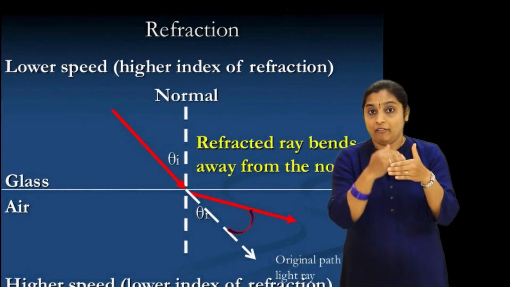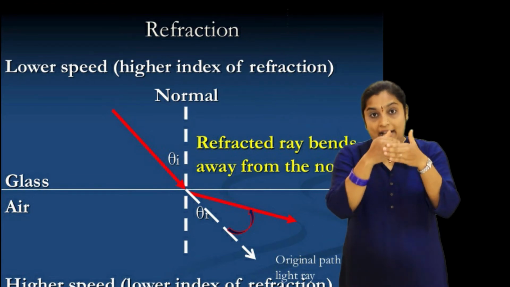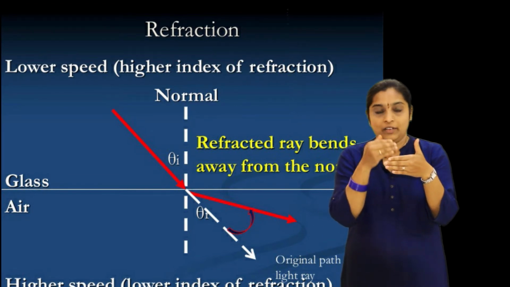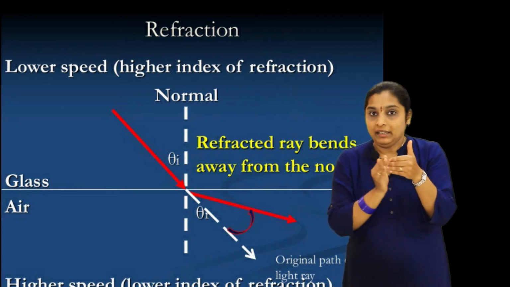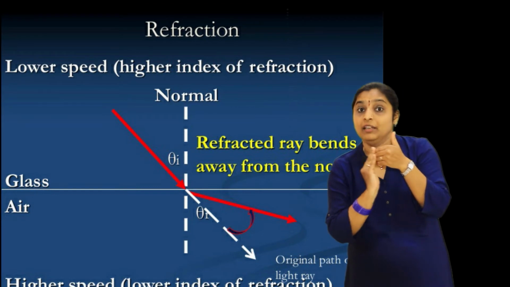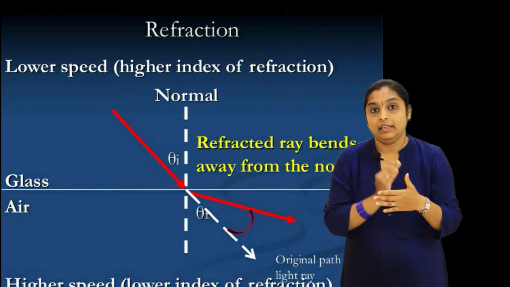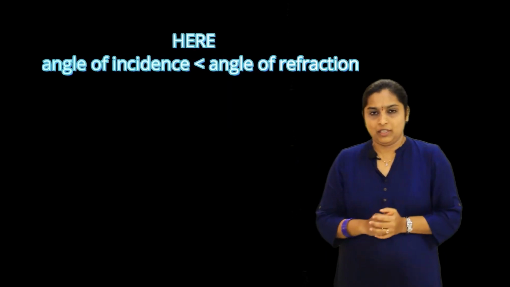Now once after coming to the rarer medium, it will travel very fast. So again, when it has to travel faster, it will result in bending of light. Now in this case, it will bend away from the normal. So here the angle of incidence will be less than the angle of refraction. So these are the two cases which we discussed.